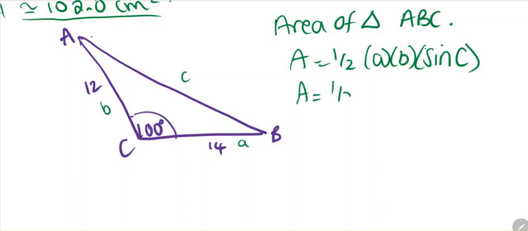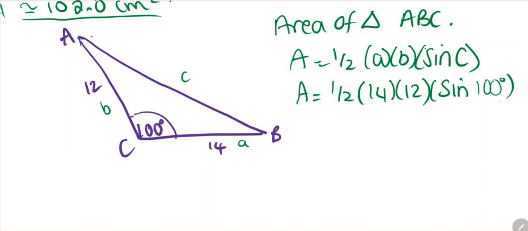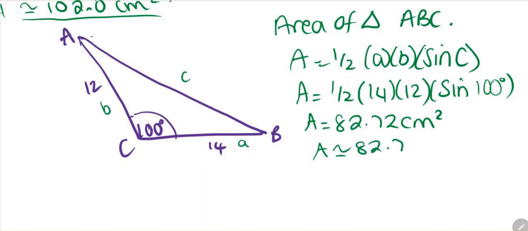So if we substitute in what we know, it is 14 multiplied by 12 and multiplied by sine of 100, and the area is 82.72 centimeters squared, or to the nearest tenth, that will be 82.7.